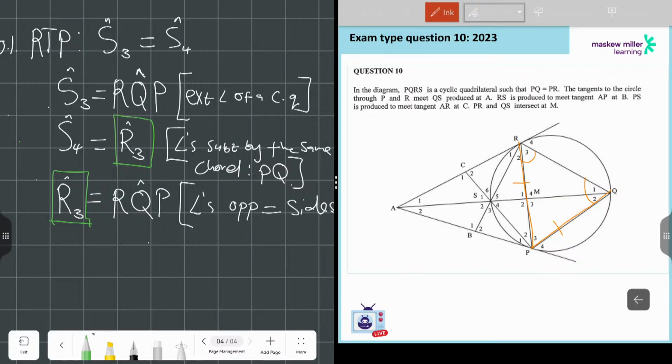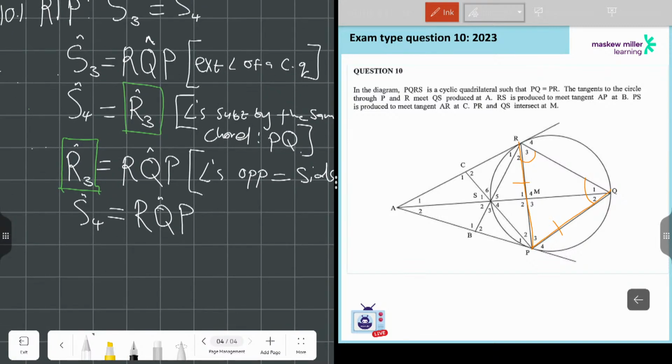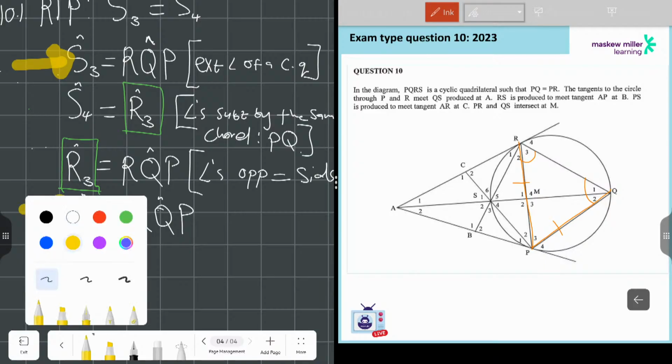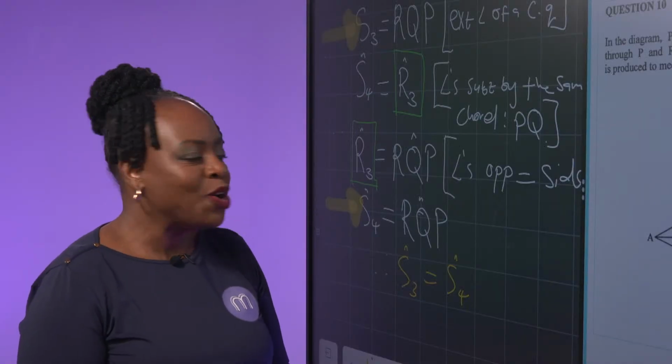So the moment I have R3 equals R3 there in that spot, that means I can actually equate the two, which then will make S4 equal to R angle QP, right? Because they are both equal to R3. Then I can conclude, since RS3 equals RQP and also S4 equals RQP, then I can conclude with confidence that S3 equals S4. Voila! I have proven it, and that is how you actually prove.